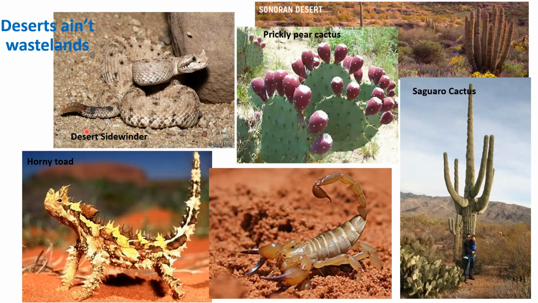Sidewinders also move by throwing winds in their body rather than slithering. The reason for that is that by winding over the desert sand, they minimize the contact between their body and the hot desert sand, which protects their tissues from burning.